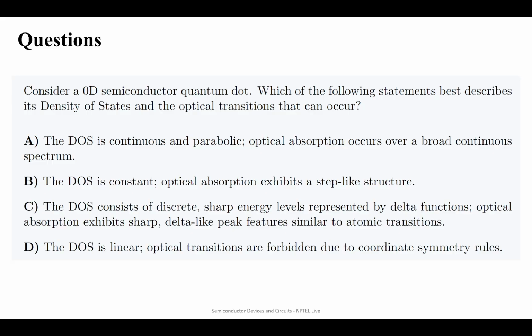Option A: The DOS is continuous and parabolic. Optical absorption occurs over a broad continuous spectrum. Option B: The DOS is constant. Optical absorption exhibits a step-like structure. Option C: The DOS consists of discrete sharp energy levels represented by delta functions. Optical absorption exhibits sharp delta-like peak features similar to atomic transitions. Option D: The DOS is linear. Optical transitions are forbidden due to coordinate symmetry rules.